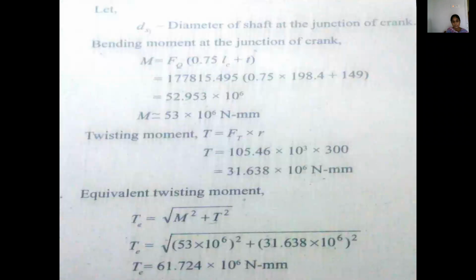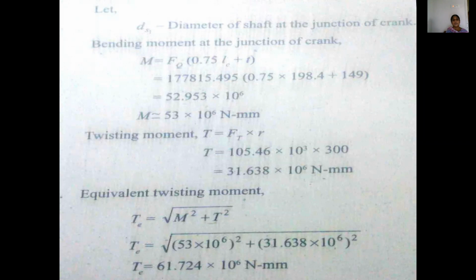Okay. Also, Te is nothing but 5 by 16 ds cube into tau. Now substitute all the values. Equivalent twisting moment is equal to 5 by 16 into ds cube into 8.694. Okay, then you will get the diameter of the shaft, 390 mm. The value of ds is less than the d1. Therefore, consider ds is equal to 390 mm.